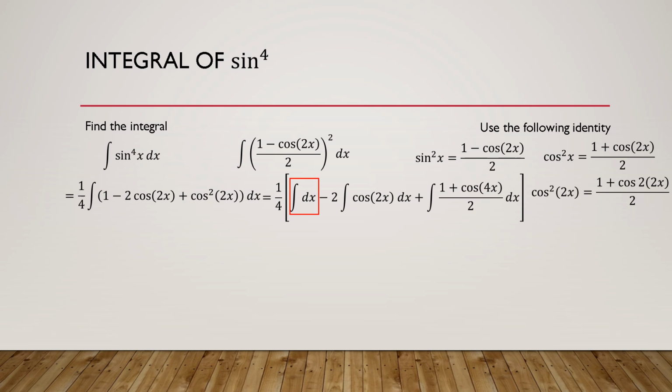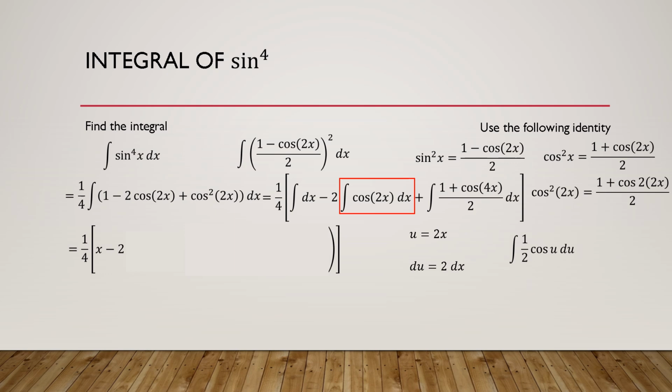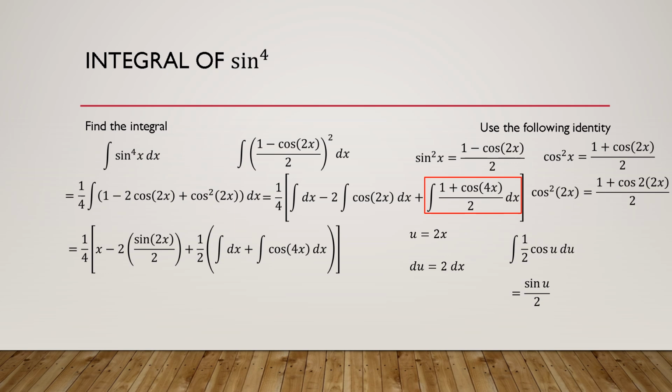The integral of dx is x. We then bring down the minus 2, then find the integral of cosine 2x. Set u equal to 2x, making du equal to 2 dx. This gives us the integral of 1/2 cosine u du. We take the integral to get sine u over 2, then replace our substitution to get sine 2x over 2. Next, let us separate the third integral, 1 plus cosine 4x over 2 dx, into 1/2 times the quantity of the integral of dx plus the integral of cosine 4x.